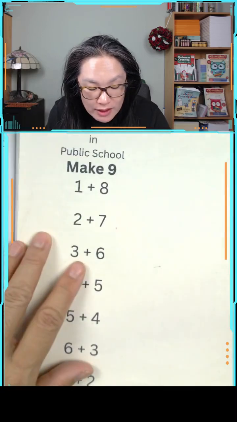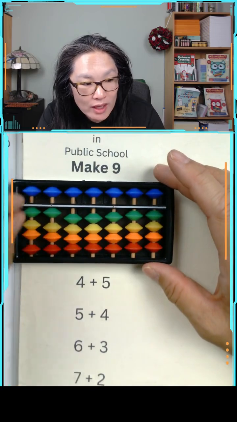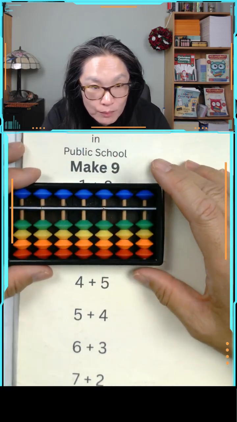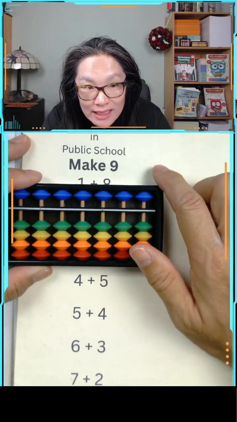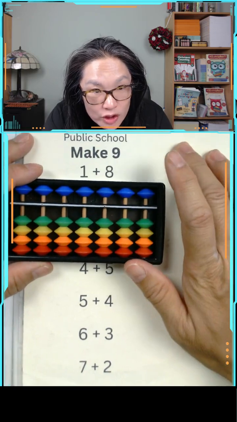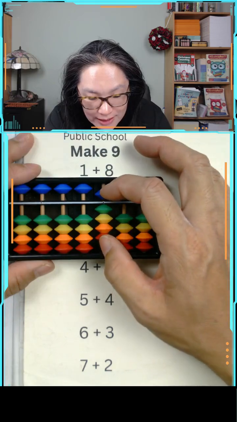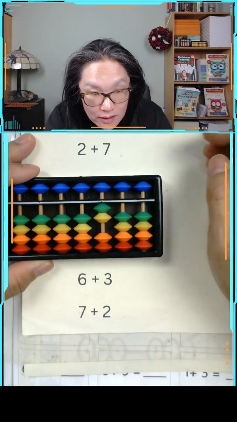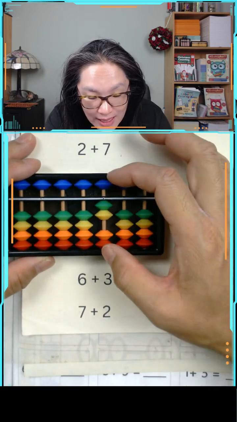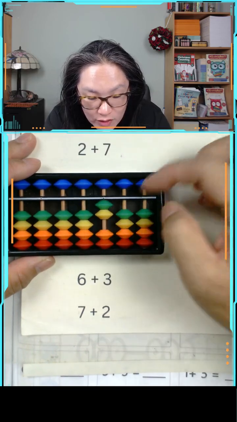And then in mainstream, which is interesting, they want the kids to memorize how to make a 9. I'm like, why do we need the kids to memorize? We don't need to have the kids memorize how to make a 9. Why? Because the abacus already shows us. We have 1 on the abacus. I want to add 8. All I got to do is add the 8, right? If I have 2 on the abacus, I want to add 7. Add the 7. Look, there's my 9.